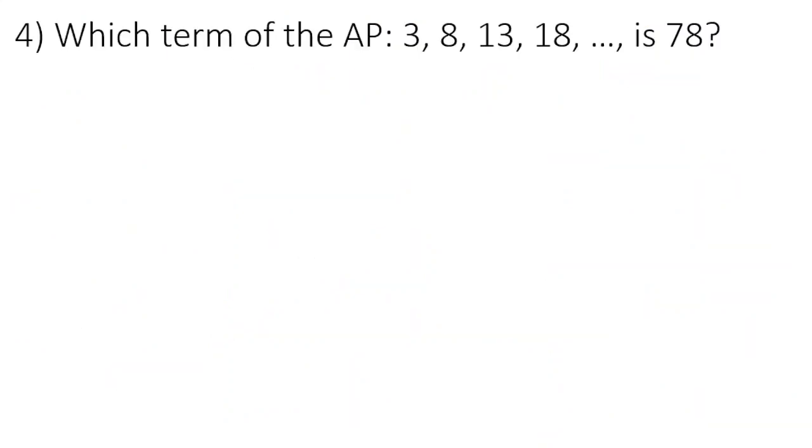Next, fourth question. Which term of the AP 3, 8, 13, 18 is 78? Now, here they have given the AP. In the AP, a1 is given, how much? 3. And the d value we have to find out, a2 minus a1. A2 is 8, minus 3 is 5. We got the d value. Now, an is given. An is how much? 78. But which term is it? We don't know. So, we have to find out n here.